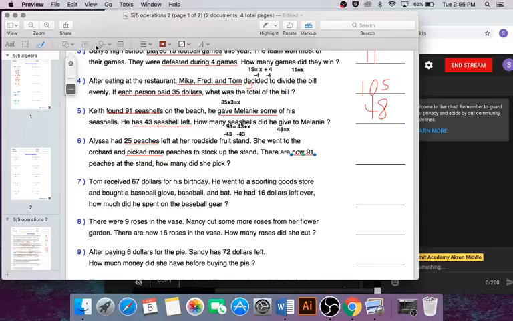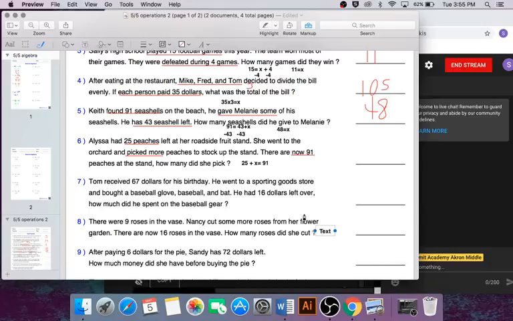So our equation would be she started with 25. When you add more, it's addition. So plus x equals our total now of 91. So that's what your equation should look like.